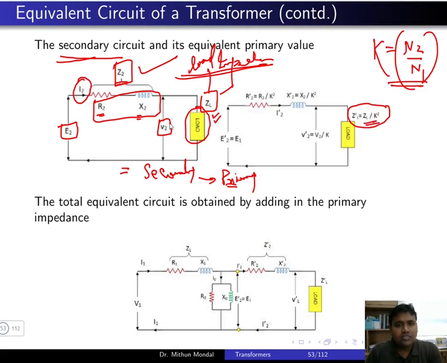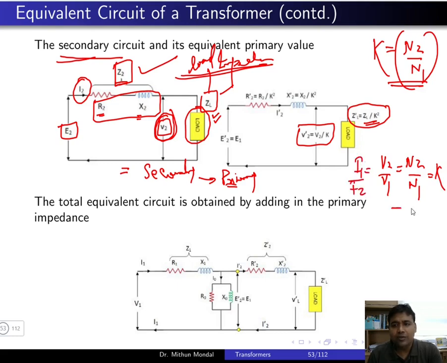The voltage V2, which is the secondary voltage, is divided by K, the transformation ratio, because V2 by V1 is equal to N2 by N1 is equal to K, right? And this is equal to I1 by I2. So these ratios will be useful to take the quantities from one side to the other.